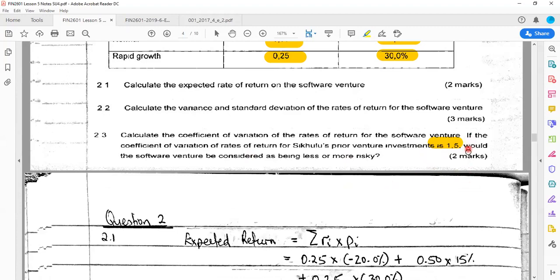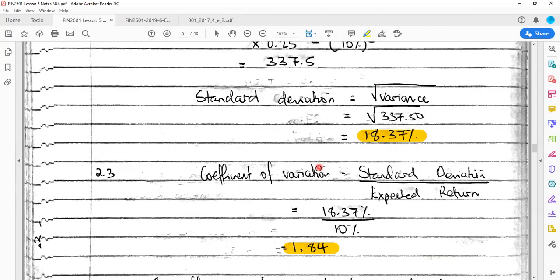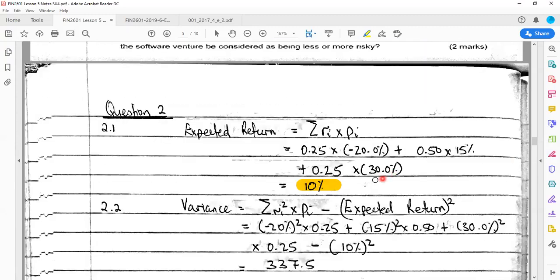And then we were asked which project is more risky. Is it the project with the coefficient of variation of 1.5, or is it the project with the coefficient of variation of 1.84? The way it works is that the higher the coefficient of variation, the riskier the project. So in this case, the software venture with a coefficient of variation of 1.84 is riskier. The software venture would be considered more risky because of the higher coefficient of variation of 1.84 compared to that of 1.5 of the previous venture.